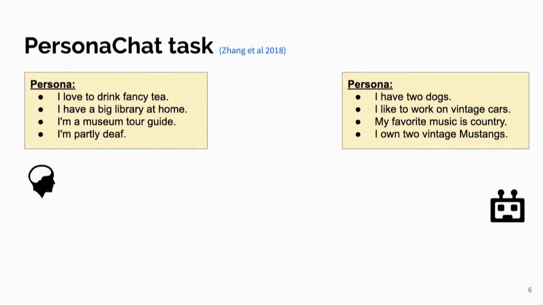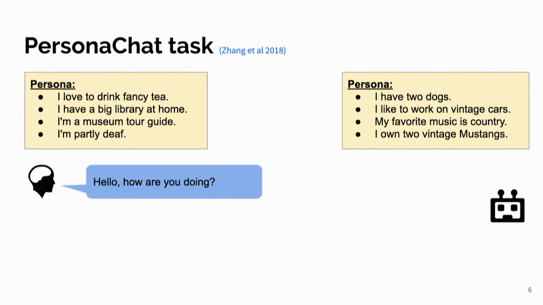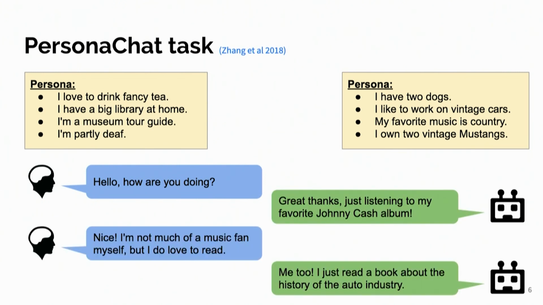The PersonaChat task and dataset is a chit-chat dialogue dataset that looks something like this. You have two participants, one is a human and one is a bot, and they each are given at the beginning of the chat a persona, which is a short collection of personal attributes. And then the two are supposed to have a kind of getting-to-know-you style chat in these two personas. This dataset was collected from Turkers who were asked to do this task, and now our job is to try to build a bot that can talk in this setting.